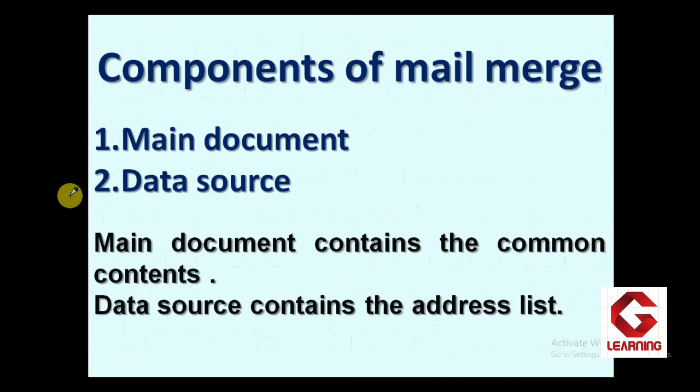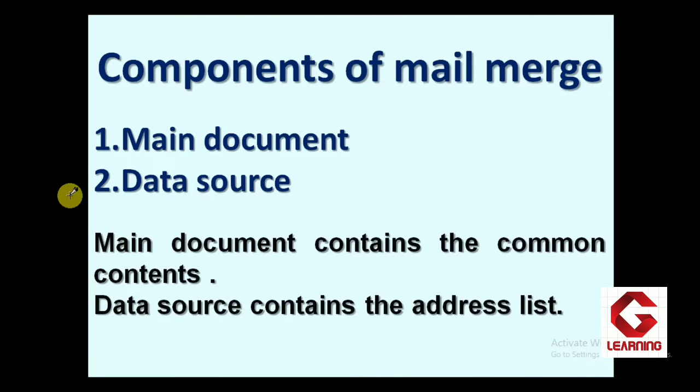Now moving to the next one, when I'm talking about components of mail merge, there are two components: one is the main document and the second one is the data source. The main document is the part of the letter that will be the same for all the letters or documents, and the data source is a table that is going to contain the details of all the recipients of the letters.